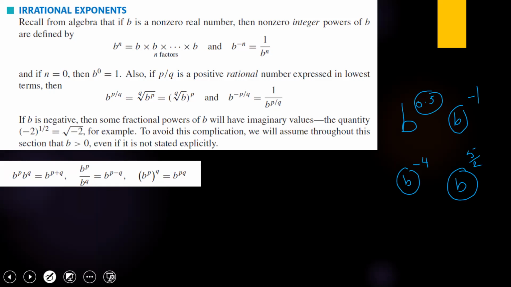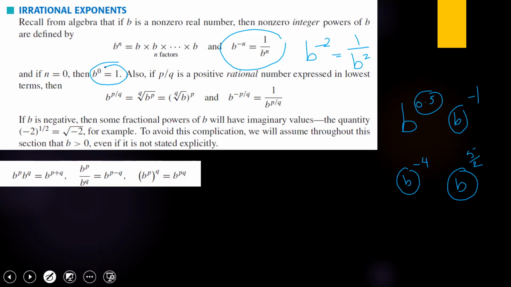Now, the first one: b to the power -n is 1 over b to the power n, like b to the power -2 is 1 over b squared. I will flip it. I will write the reciprocal of b and the opposite of the exponent. This is the first one. And we have to know that b to the power 0 is 1.